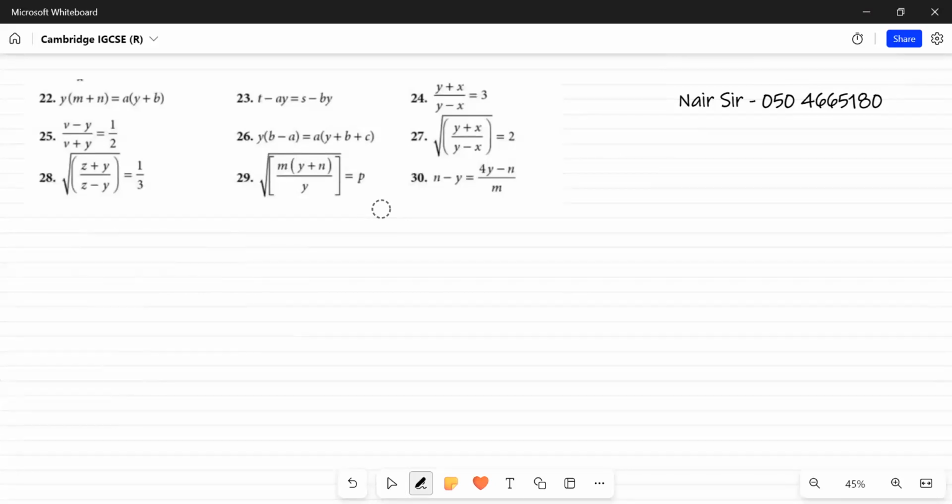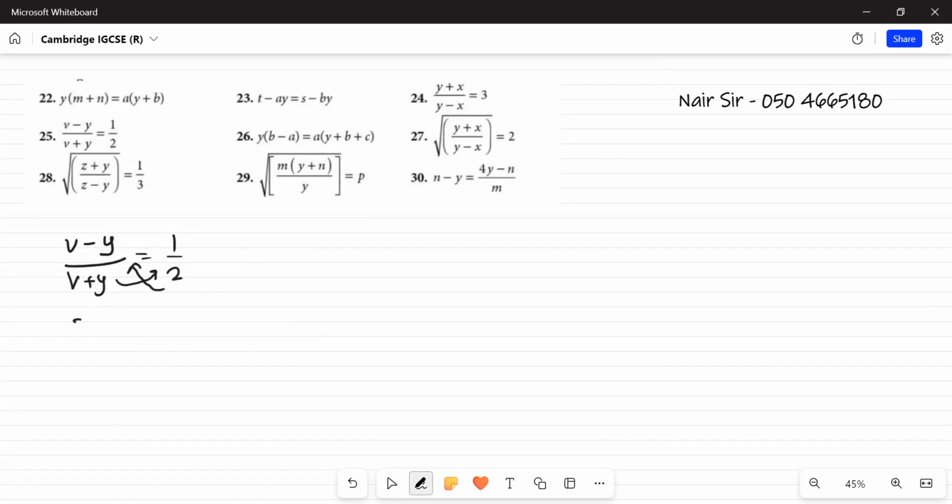Here. The next question, I would take 27. Or let me take 25. (v minus y) upon (v plus y) is equal to 1 upon 2. This particular thing is divided. So when this goes in this direction, it will become multiply. This 2 is divided. If it goes this side, it will become multiply.